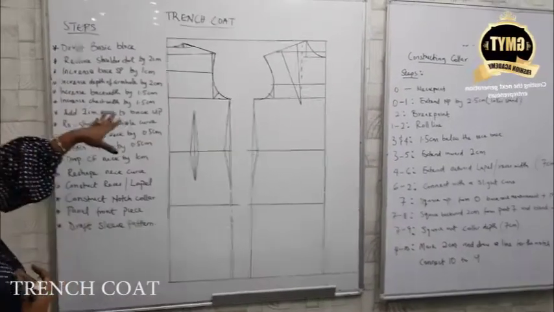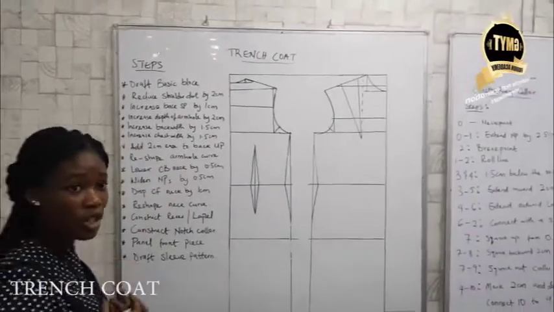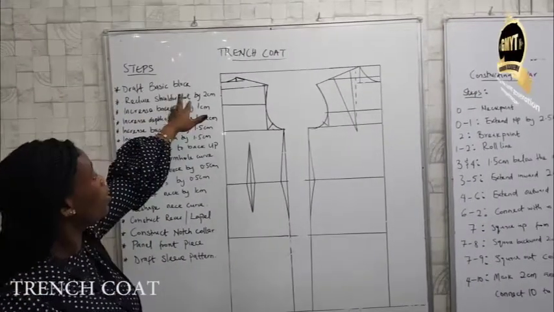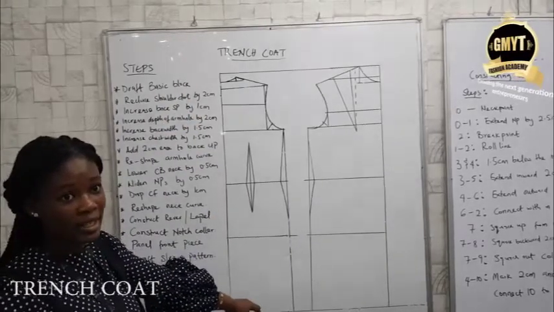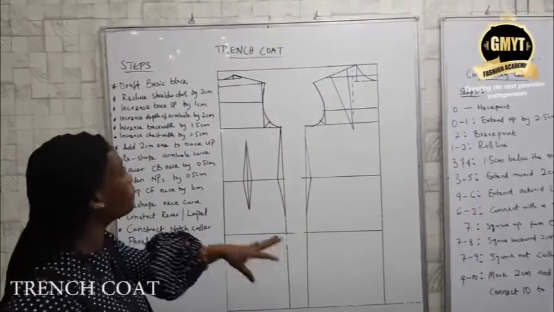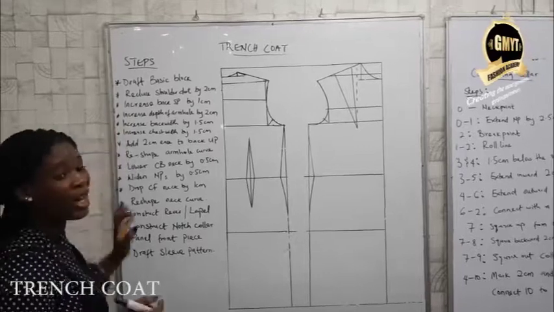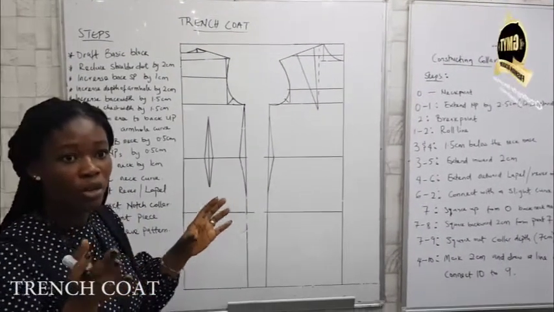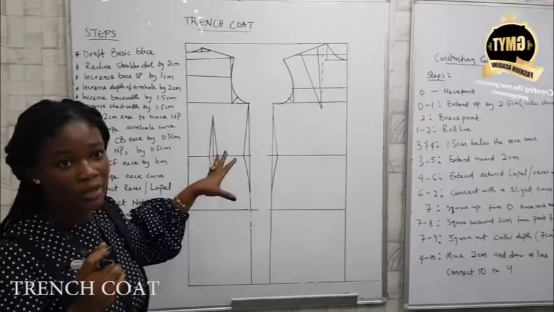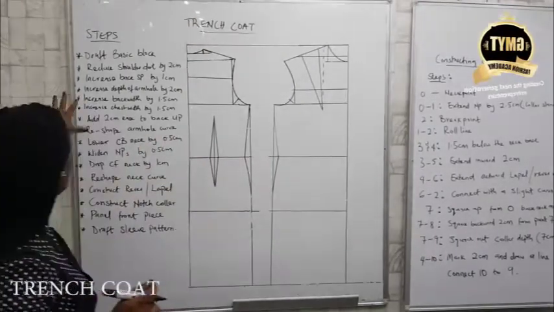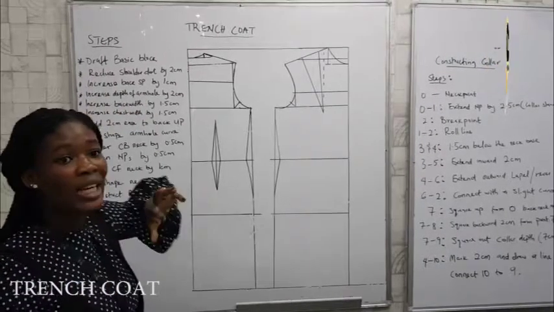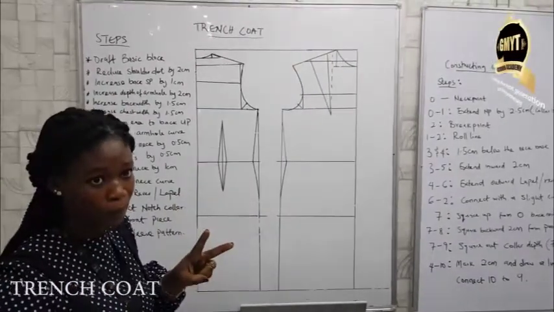You draft your basic block. Since our trench coat is always longer, you draft your basic block to your desired length, which I have done on the board. Then we are going to do some little alterations on your drafted pattern. So the alterations are as follows. The first thing you need to do is reduce your shoulder dart by 2 cm.